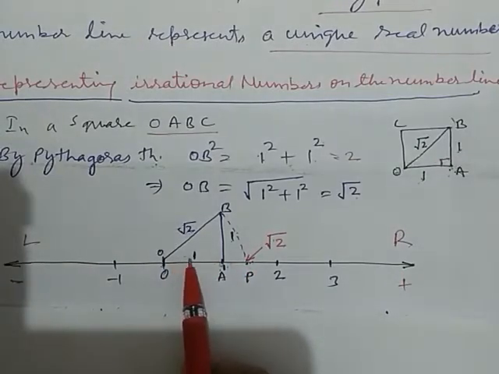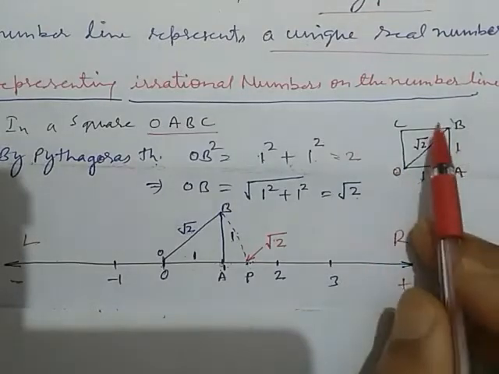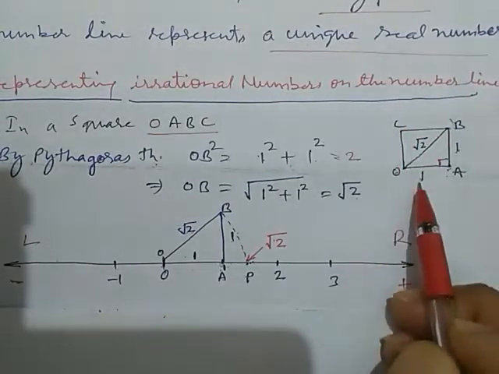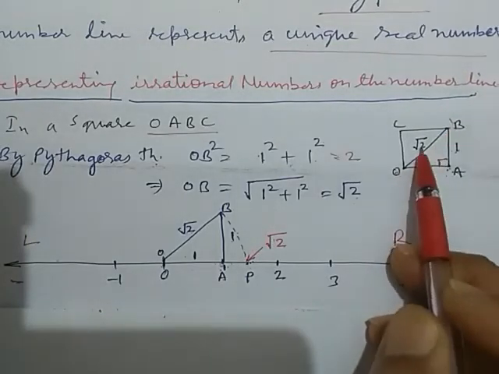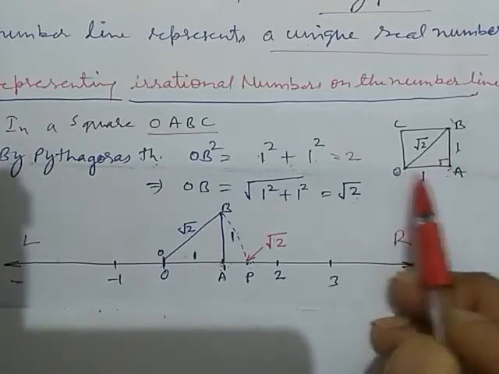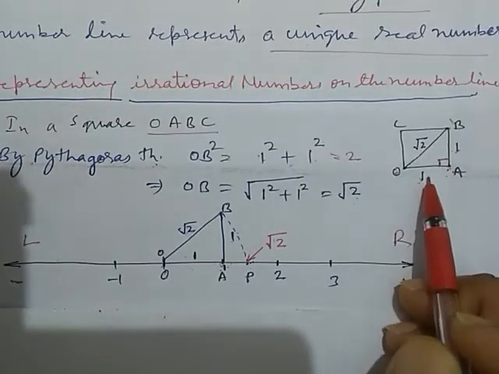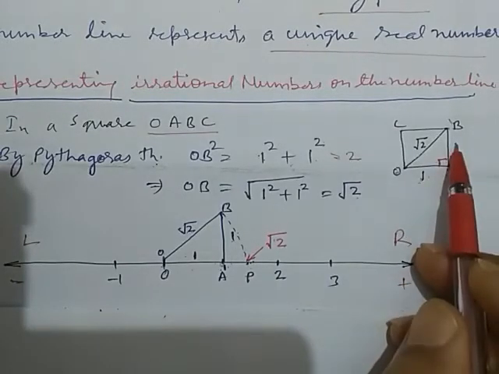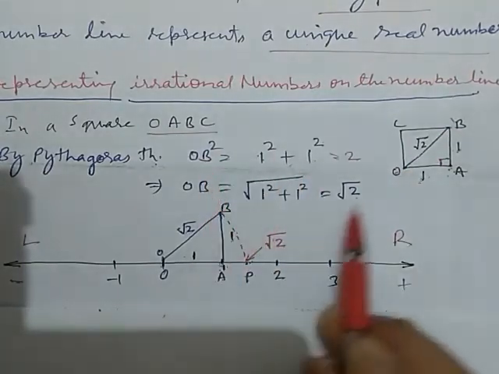Again I repeat this. First we consider a square OABC. Each side of this square is 1 unit, so the diagonal of this square becomes root 2, which is the hypotenuse of this triangle. Here we can see clearly that if one side is 1 unit and the other side is also 1 unit, then the hypotenuse becomes root 2 by the Pythagoras theorem.